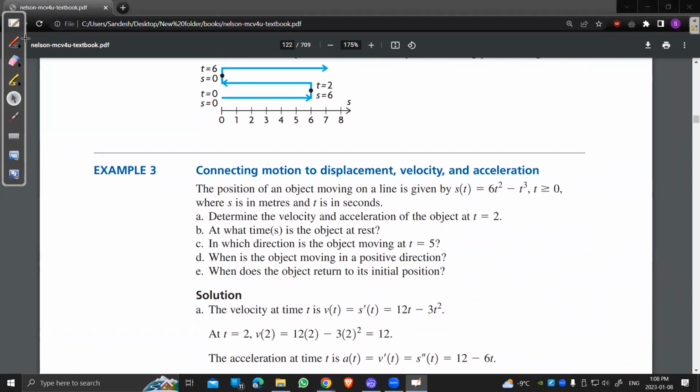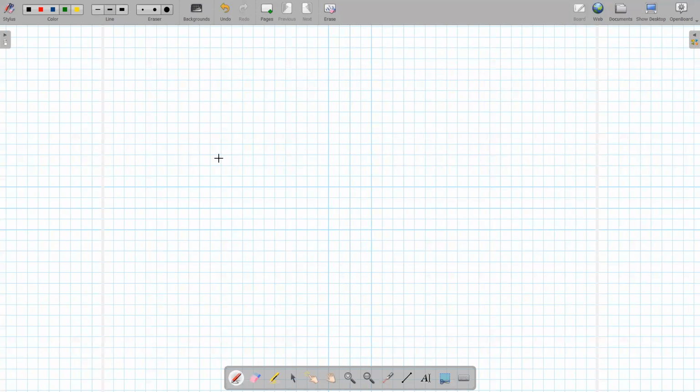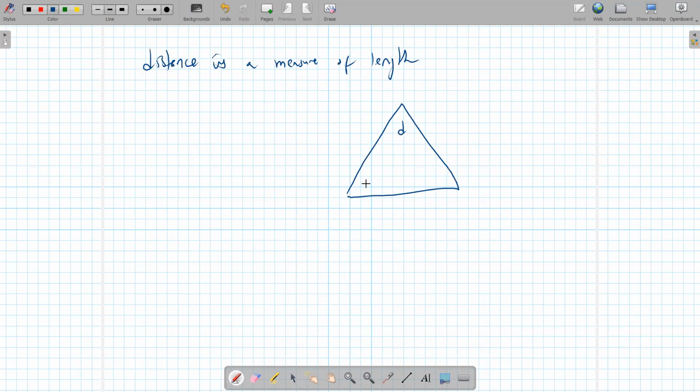Here's another idea. Where is this used? You know distance, right? Distance is like kilometers. Basically, the units would be kilometers, meters, centimeters, anything. Distance is a measure of length. And then there's the holy pyramid of distance, time, and speed or velocity. Let's say distance, time, and velocity.